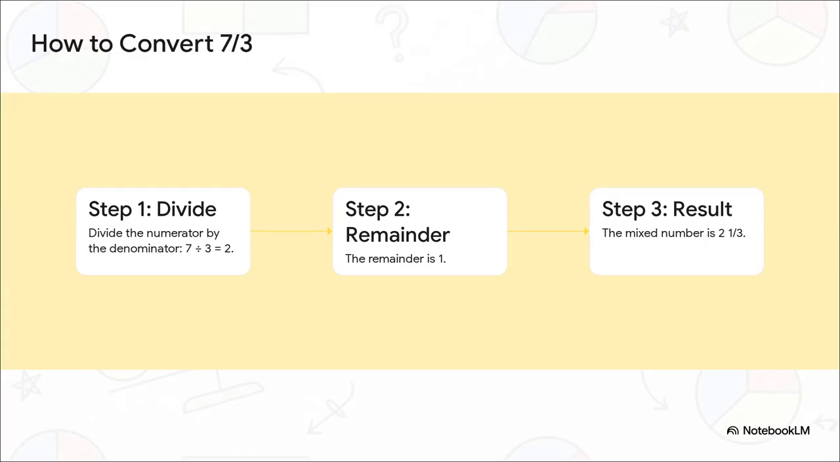And converting them is actually super easy. Just ask yourself, how many times does the bottom number, 3, go into the top number, 7? The answer's 2, right? But there's a little bit left over, a remainder of 1. So that 2 becomes your big whole number, and the remainder, the 1, becomes the new top number of your fraction. And just like that, 7 over 3 becomes 2 1/3.